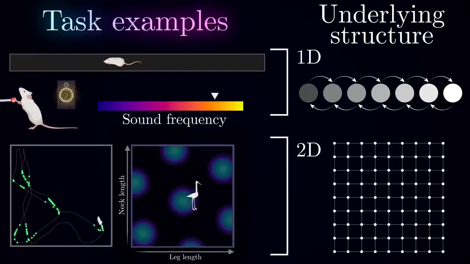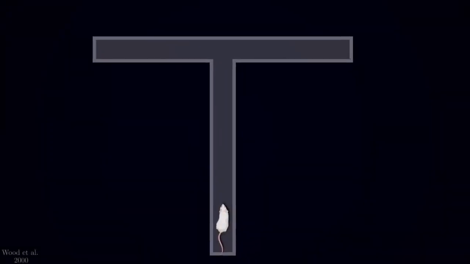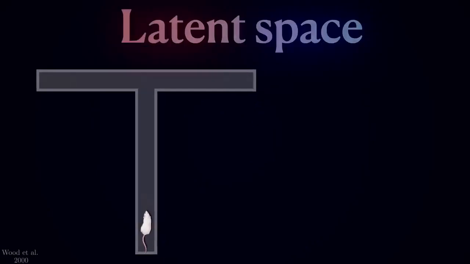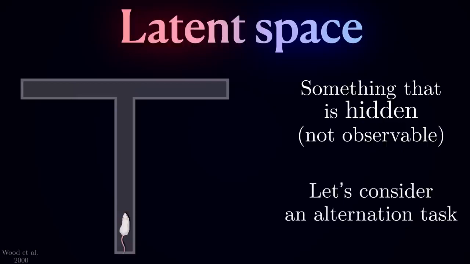Well, to understand this, we need to first address another super important concept, and that is the idea of a latent space. As it follows from the name, latent space is something that is not directly observable from external cues. For example, let's view the world through the eyes of a mouse which is performing an alternation task. This simply means that it is running in a T-shaped maze, and each time it reaches this split, a choice whether to turn left or right needs to be made.